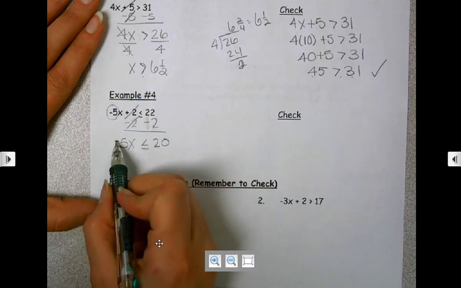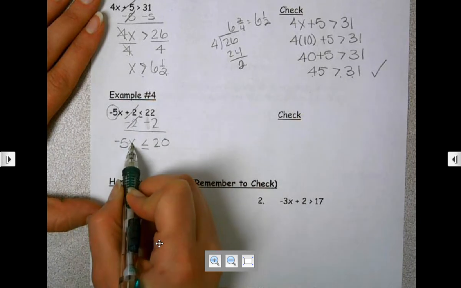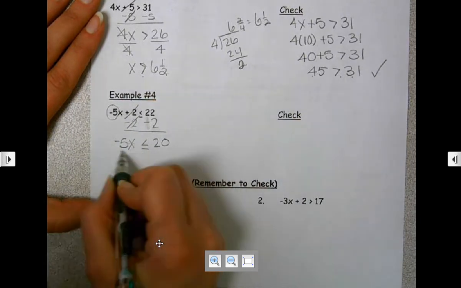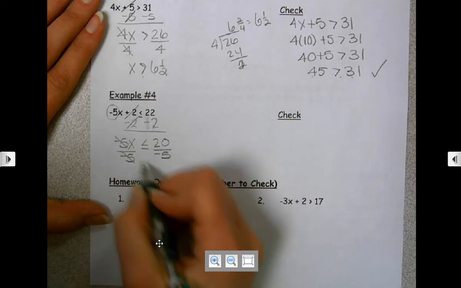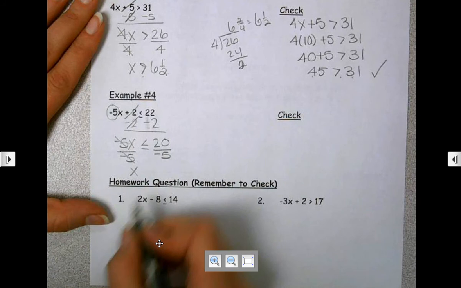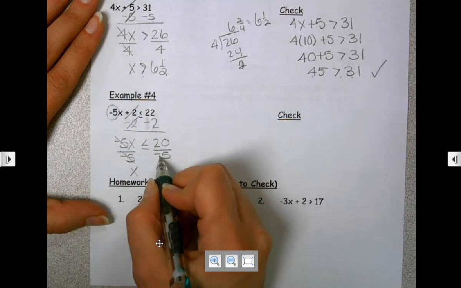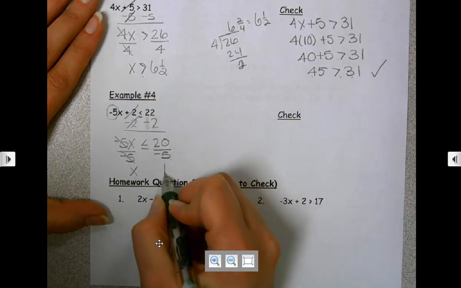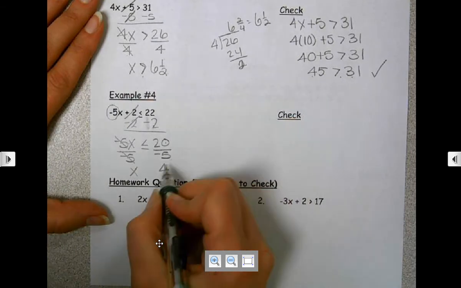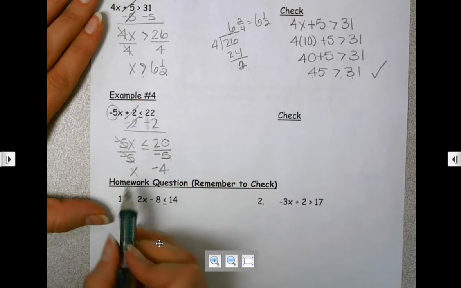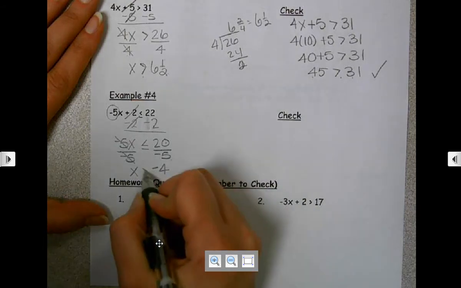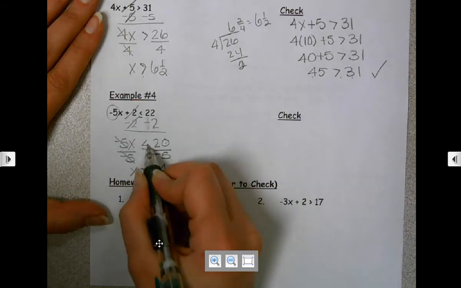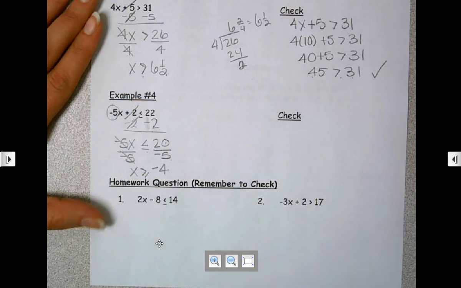Okay, we have -5 times x. The inverse operation is dividing by -5. -5 over -5 leaves us with x. 20 divided by -5. 20 divided by 5 is 4. Positive divided by a negative is a negative. I divided by a negative number, so I need to reverse the inequality. So instead of less than or equal to, we will have greater than or equal to.